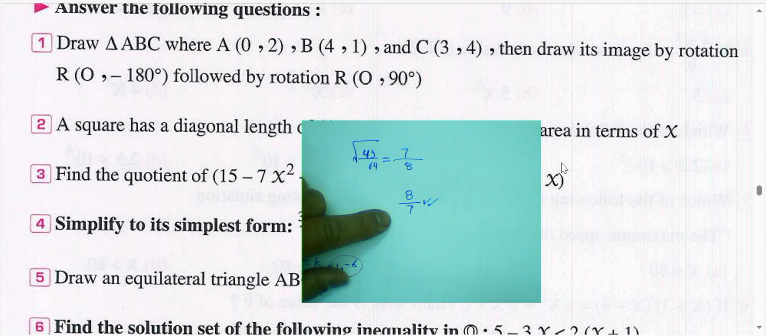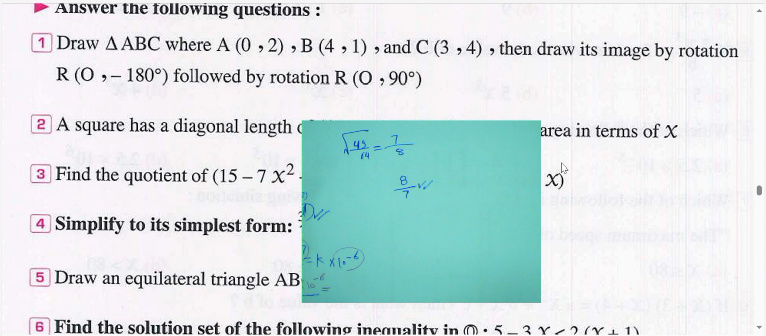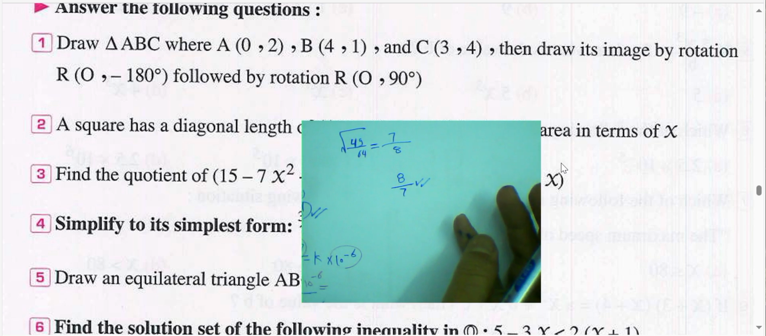Choose 8 over 7, letter D. Next question: answer the following. Draw triangle ABC in the Cartesian plane, okay? And then find the image by rotation.